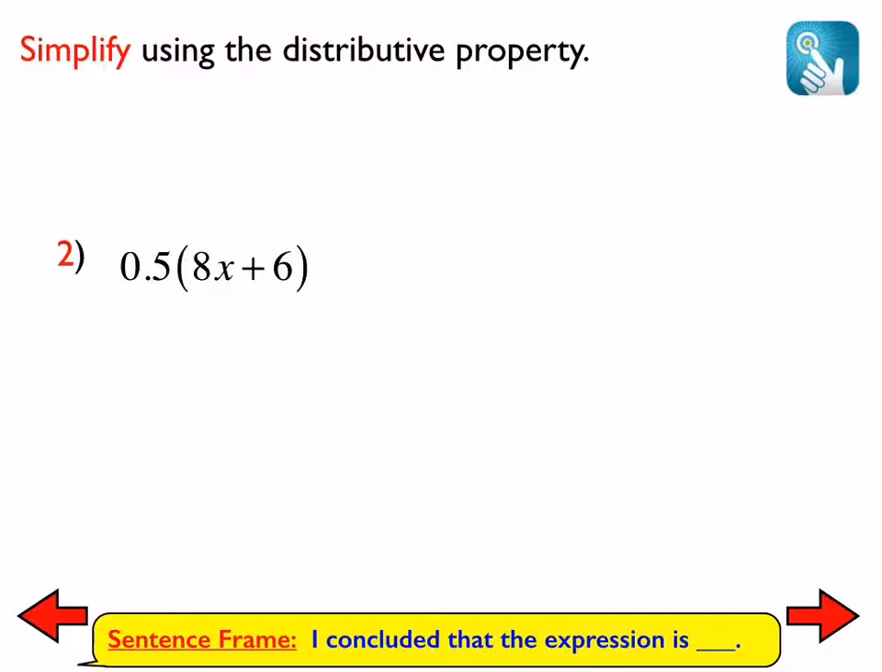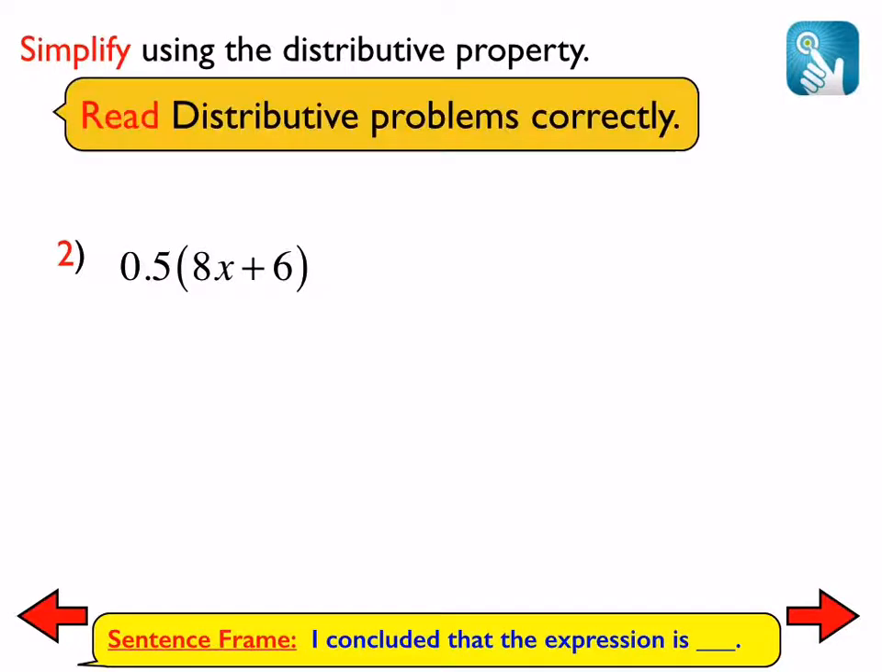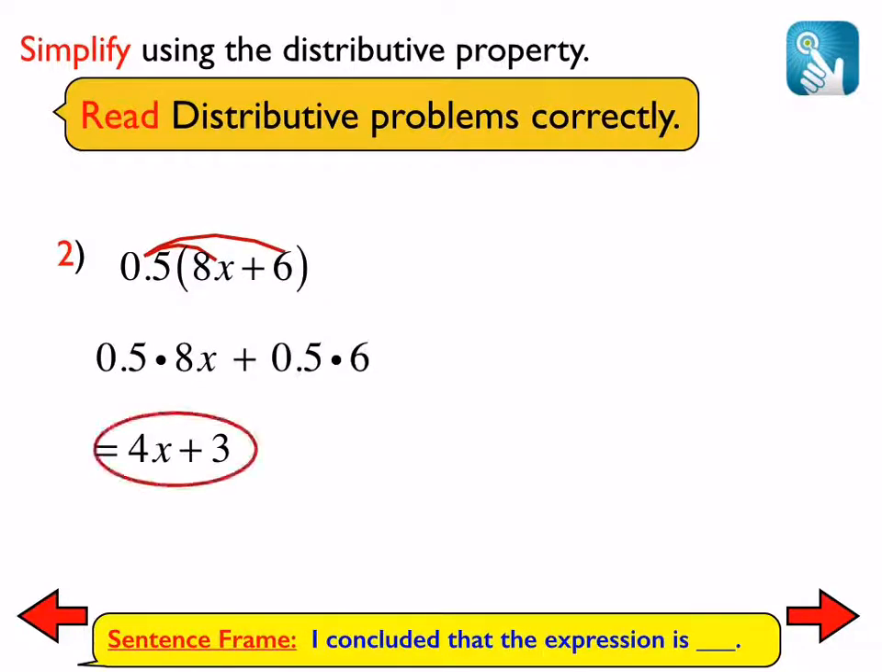Lucas, number 2. Number 2 is 4x plus 3. Wait. Let's read it correctly, please. The expression is 4x plus 3. Yeah, or you could have said 0.5 times the quantity of 8x plus 6 is equivalent to or equal to 4x plus 3. All right, number 3, what did you get?